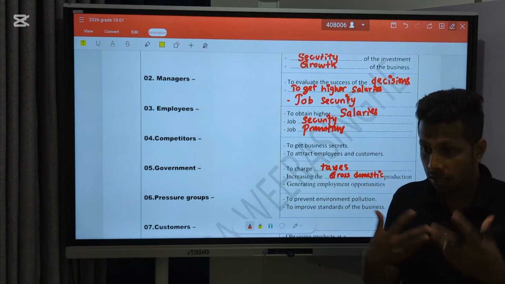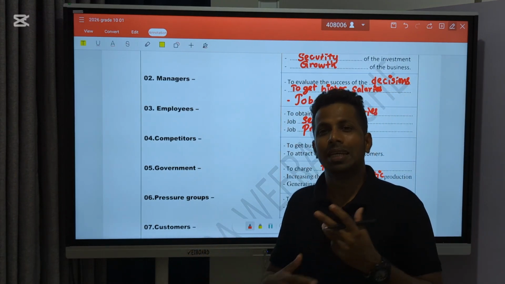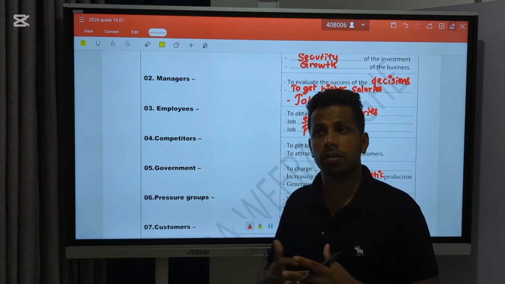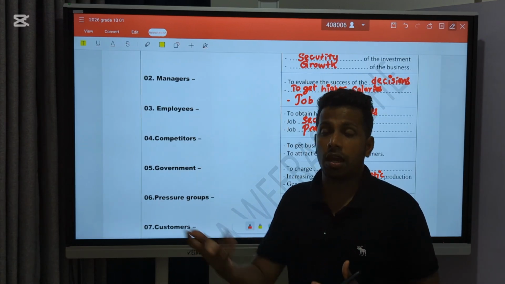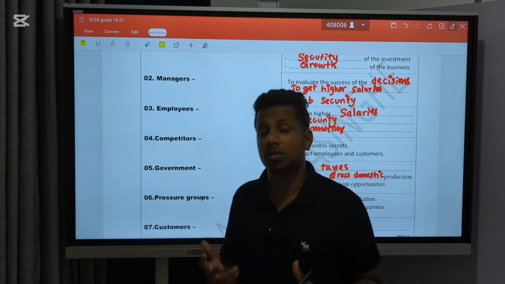Through businesses, they try to increase the production. Because when production increases, the national income will increase, and it may directly make an impact on the individual income and the purchasing power.